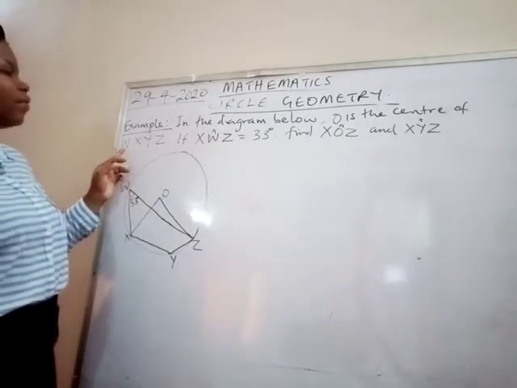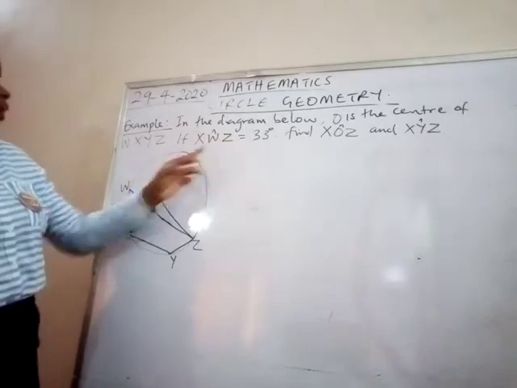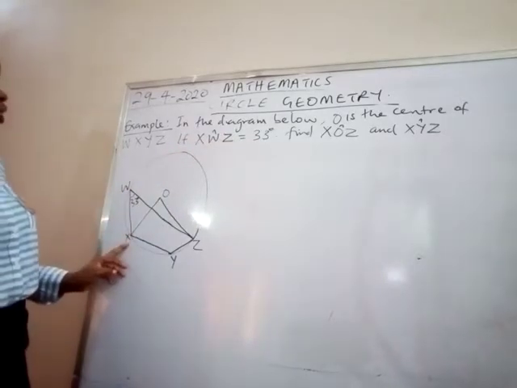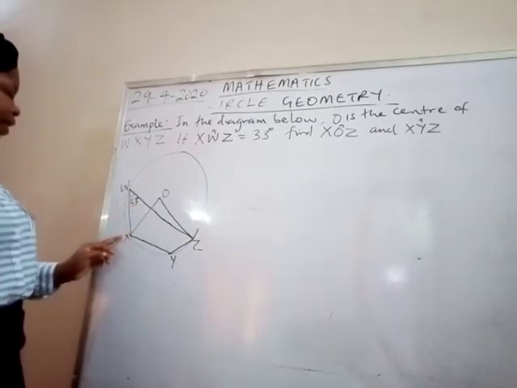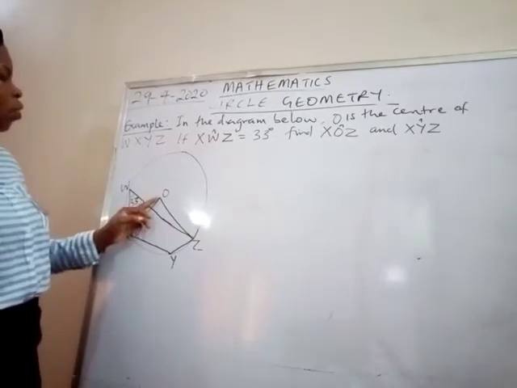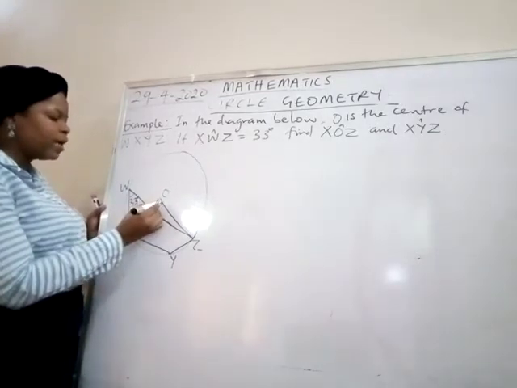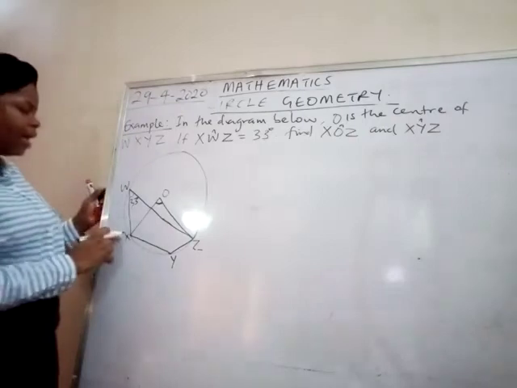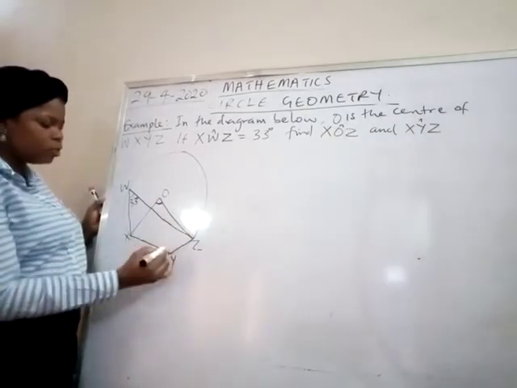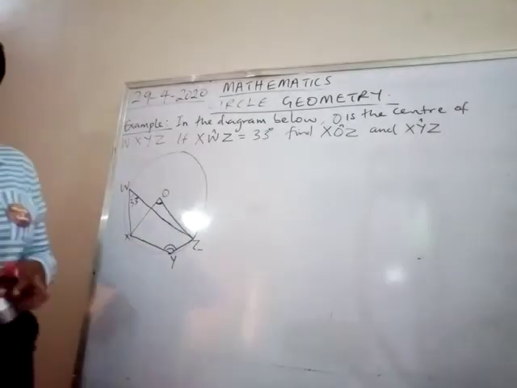W, X, Y, Z. If angle XWZ is 33 degrees, we should find XOZ. That is, XOZ is the angle here. So we want to find the angle at the center for this. And we should find XYZ. We want to find this angle here. So those are the two things we are looking for.